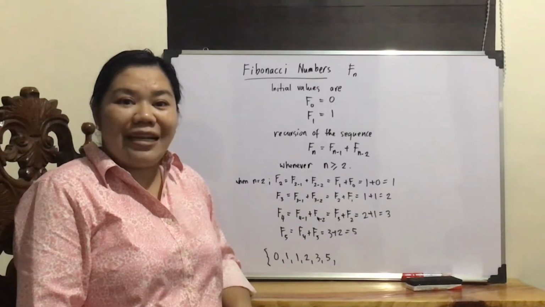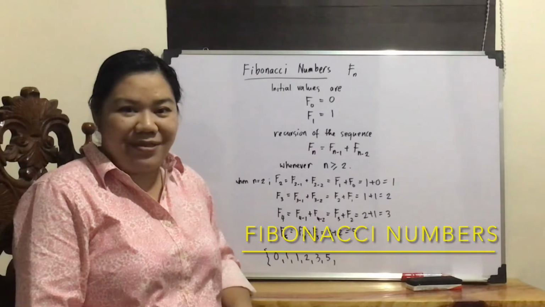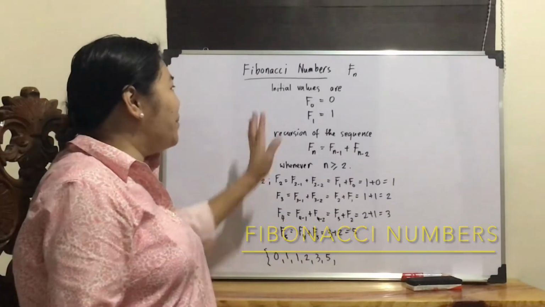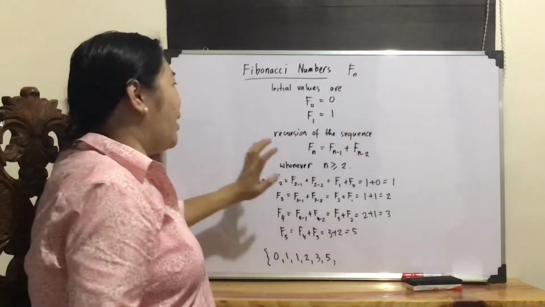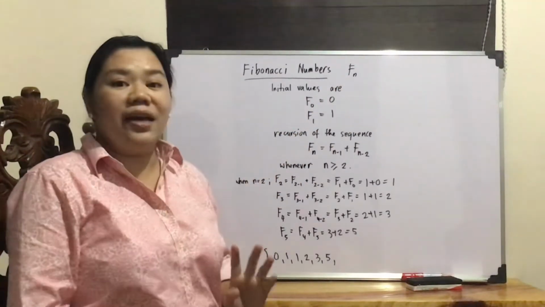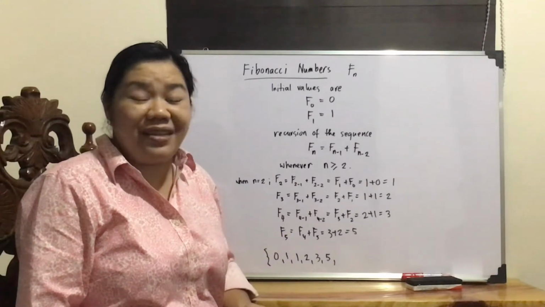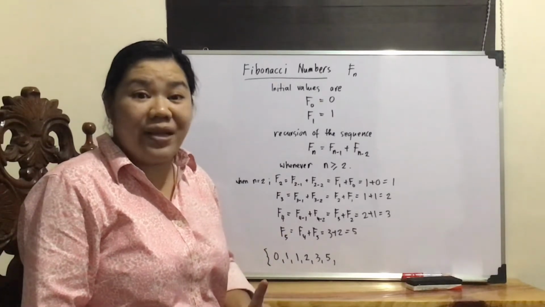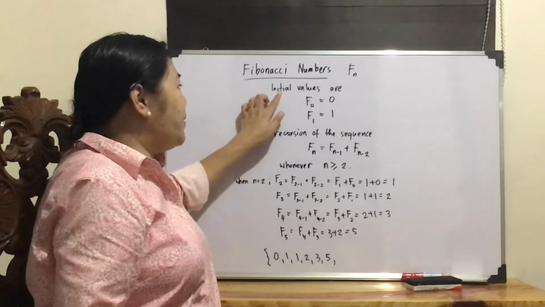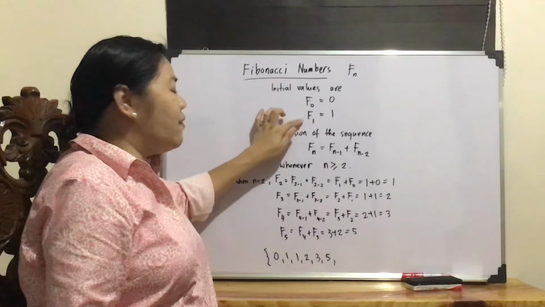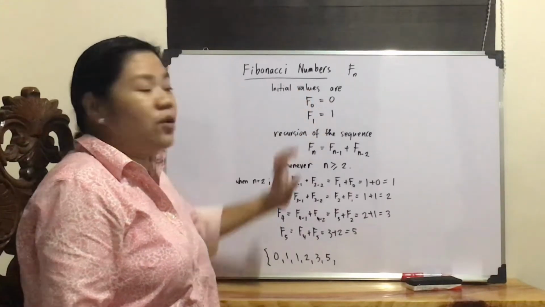Today, let's look at an example of a recursive sequence called Fibonacci numbers. In simple terms, Fibonacci numbers is Fn. When you say recursive sequence, there are two conditions that we must satisfy. The first one is initial values. Fibonacci has two initial values: F of 0 is equal to 0 and F of 1 is equal to 1.